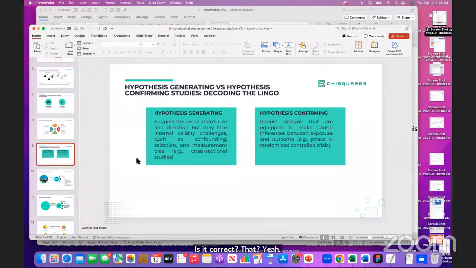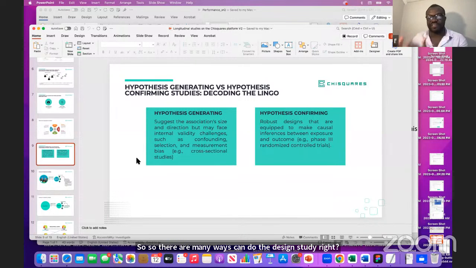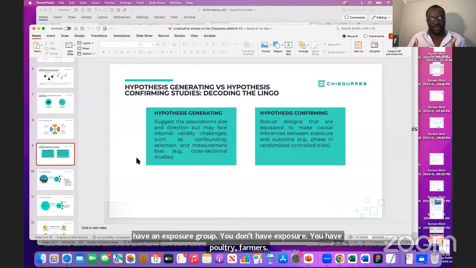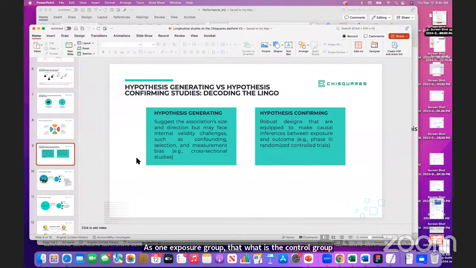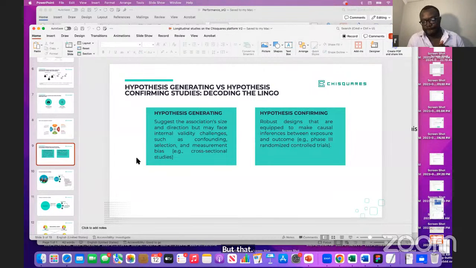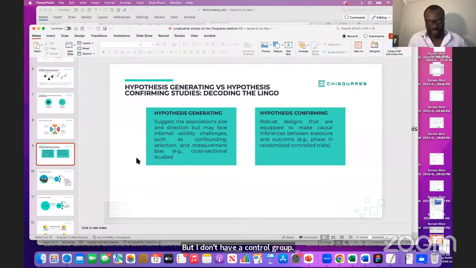So there are many ways you can design the study, right? In this case, the only problem is that you don't have an exposure group. You have poultry farmers as one exposure group, but what is the control group? Who are the non-exposed group? I don't have a control group there. In a cohort study, you must have two groups, right? You have exposed and non-exposed.